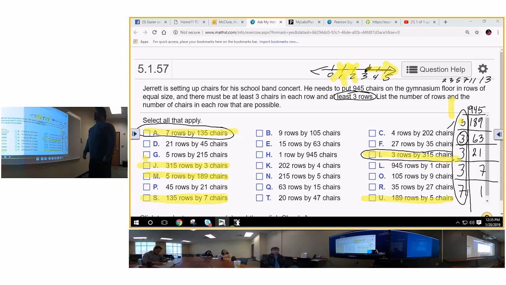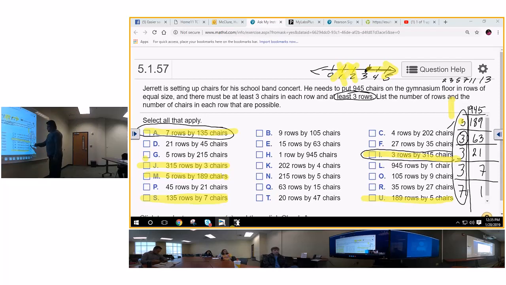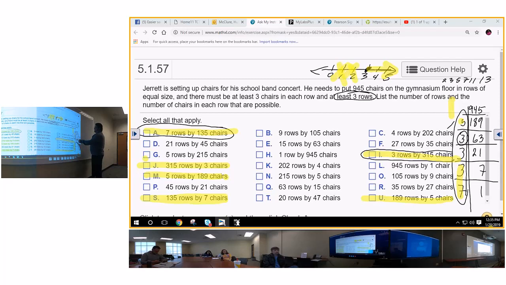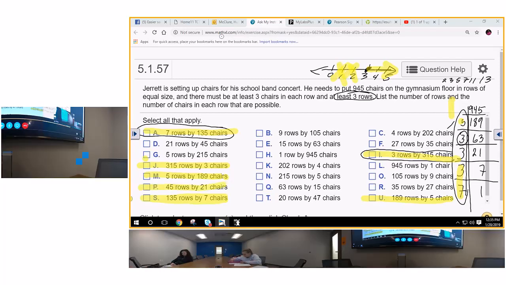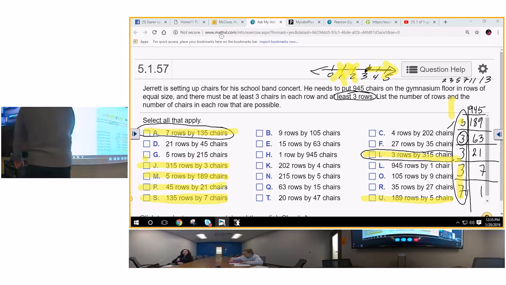Okay, let's look at 45 times 21. Well, there's 21. Is this 45? 9 times 5? Yes, so that one will work. And of course, 21 times 45.